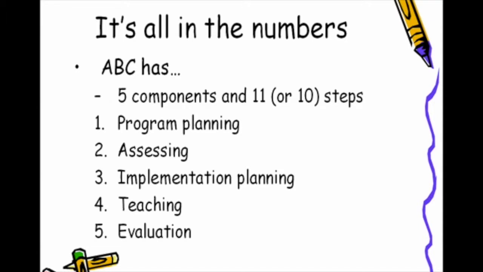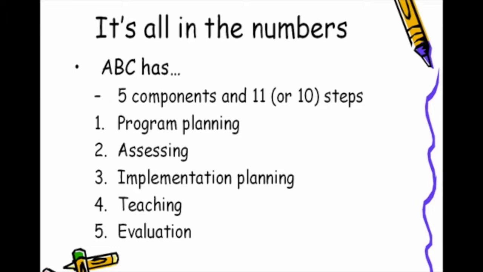It's all in the numbers. If you read through the chapter, or I assume you have already read the chapter, there are several numbers that describe the ABC model. There are 5 components of the ABC model and 11, or 10, depending on how you count things, steps in the ABC model. Now the 5 components are the program planning, assessing, implementation planning, teaching, and evaluation.